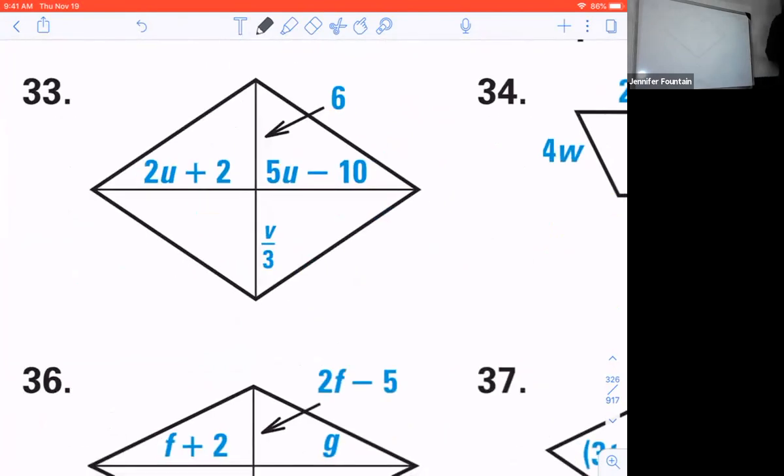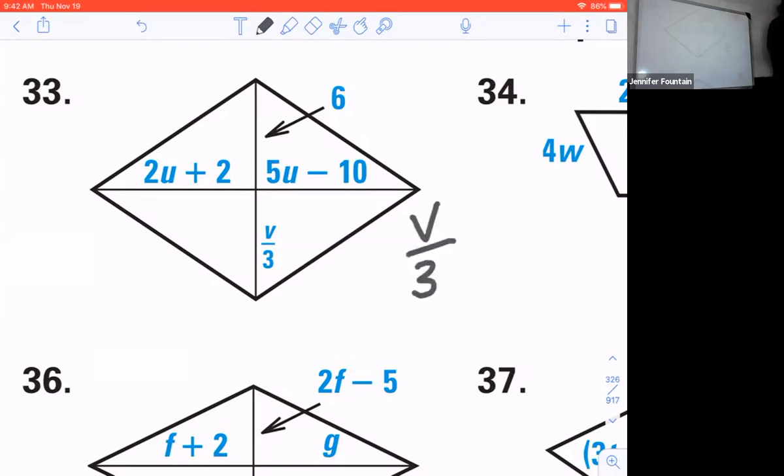What do I have in this situation? What have they given me measures of? 3. Each side of my diagonals, my bisectors, okay? So these have been bisected. So what do I know about this side versus this side? They're equal to each other. They're congruent. So I would have 2u plus 2 is equal to 5u minus 10 and solve for u. What do I know about this side and this side? They're congruent. So v divided by 3 is equal to 6.